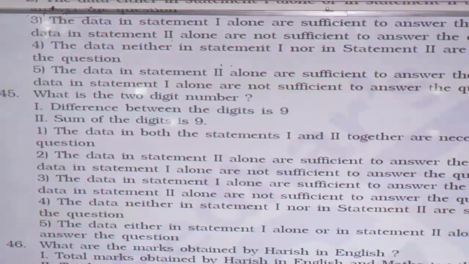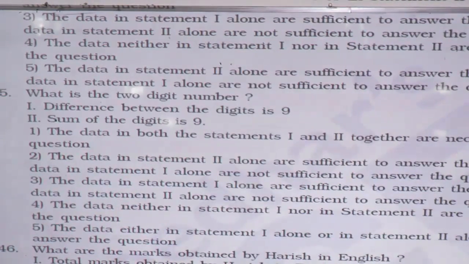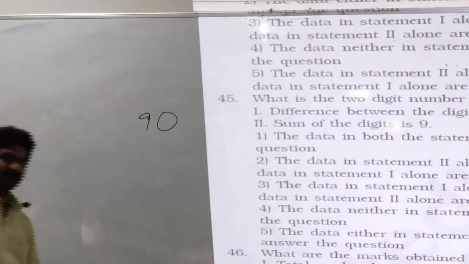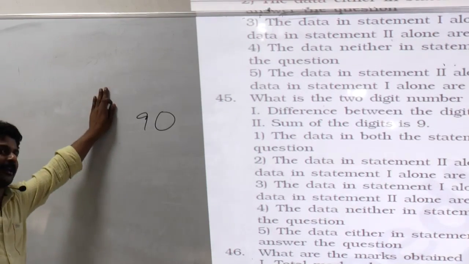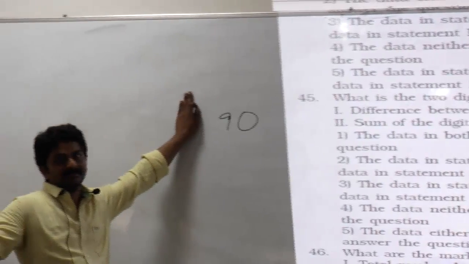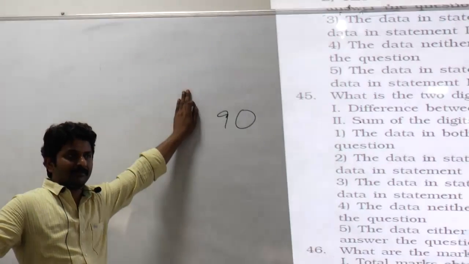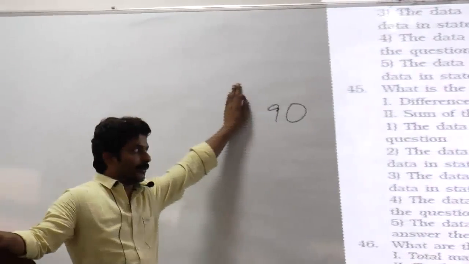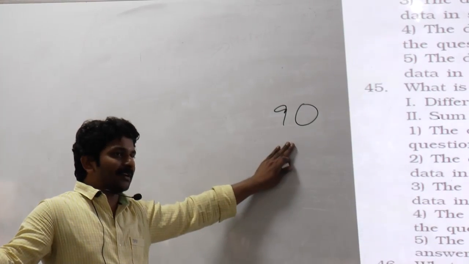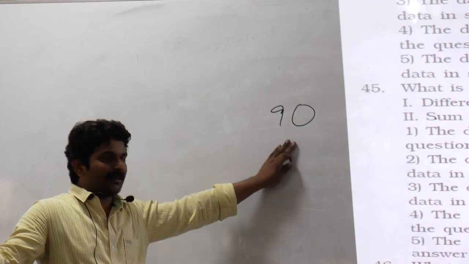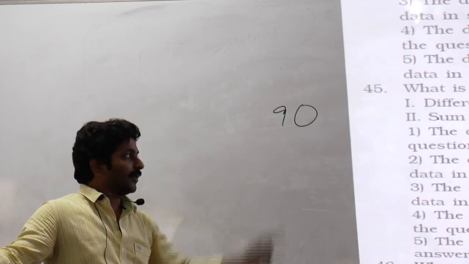45. What is the 2-digit number? Difference between the digits is 9. Can you get the answer from 1 alone? Yes or no? Yes. This is the only 2-digit number where you can get the difference as 9. Do you have any other combination? No. This is the only 2-digit number where the difference will be 9. 1 alone is sufficient.